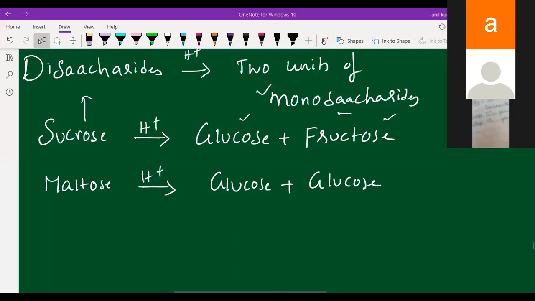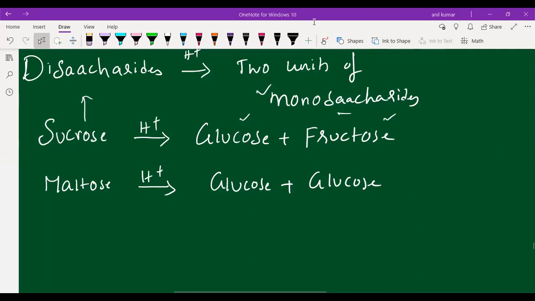Similarly, if you take the disaccharide maltose. Sucrose is a disaccharide, and upon hydrolysis you get glucose plus fructose, which are two different monosaccharides. Similarly, maltose on hydrolysis gives you two same units, that is glucose and glucose.